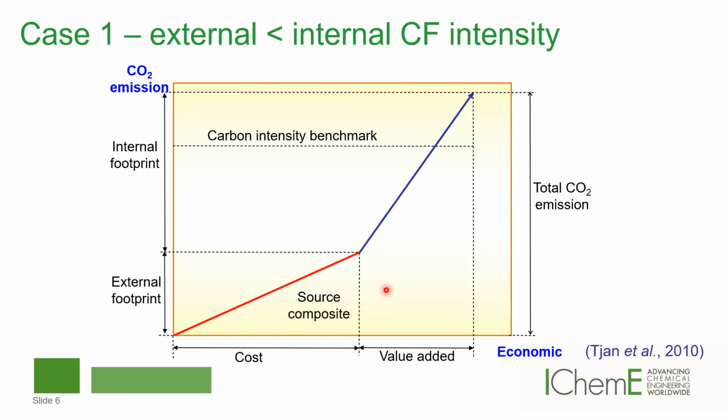So how can I say that the external carbon footprint intensity is lower than the internal? Okay, because of the slope. Okay, the slope of this line here, which refers to the internal carbon footprint intensity. So let me just use the acronym CF for carbon footprint. This one is steeper compared to the external. Therefore, this CF intensity is larger.